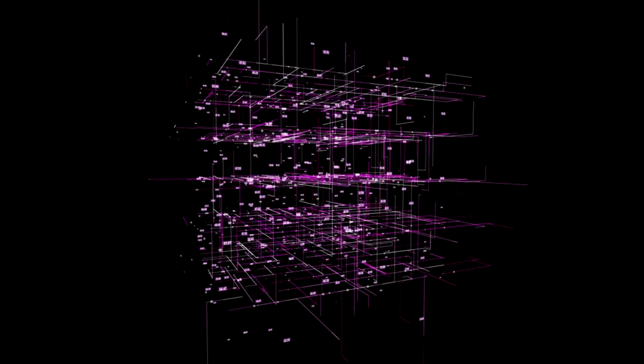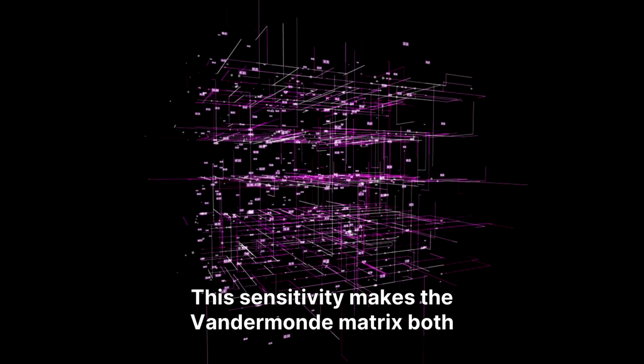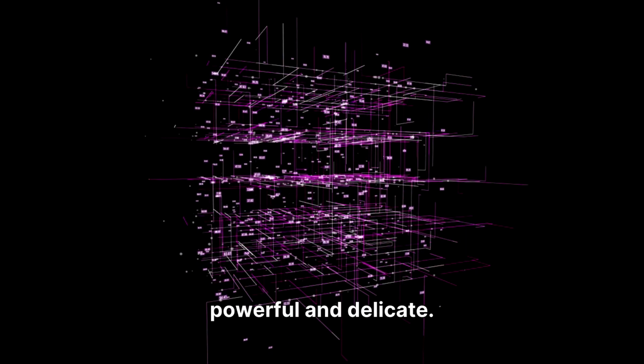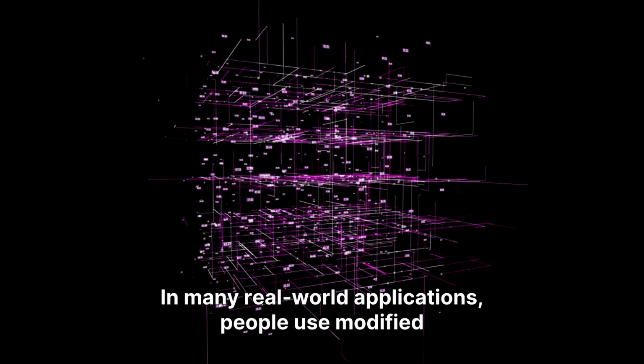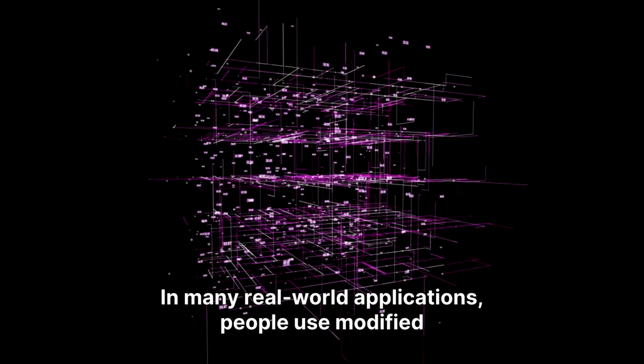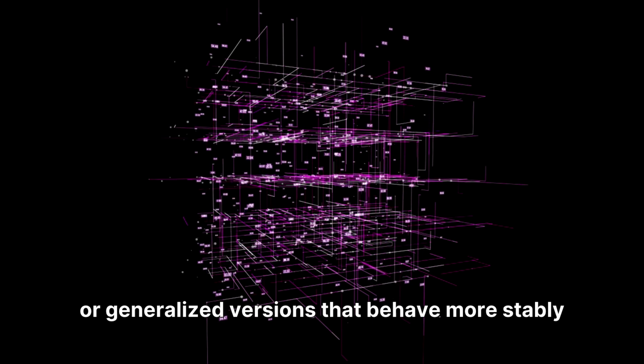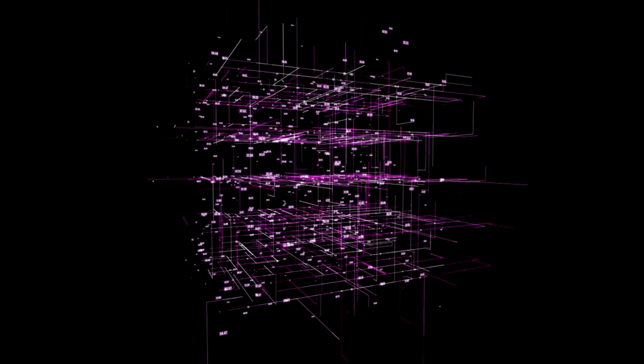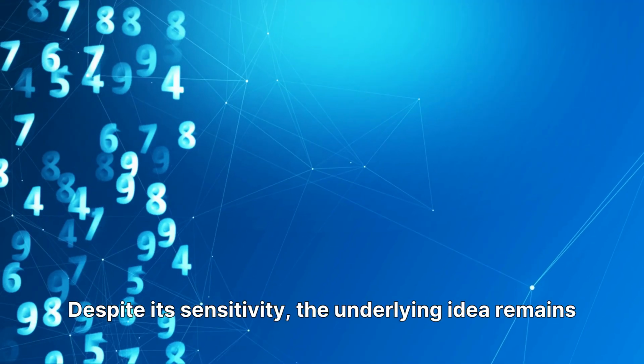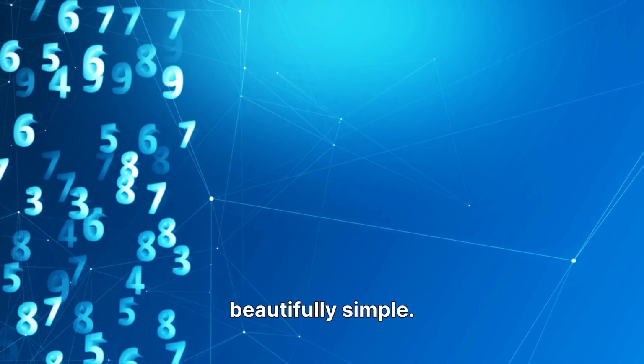One interesting property is how sensitive it can be. Small changes in the input numbers can cause big changes in the solutions you get when you invert the matrix or solve systems built from it. This sensitivity makes the Vandermonde matrix both powerful and delicate. In many real-world applications, people use modified or generalized versions that behave more stably for large problems. Despite its sensitivity, the underlying idea remains beautifully simple.